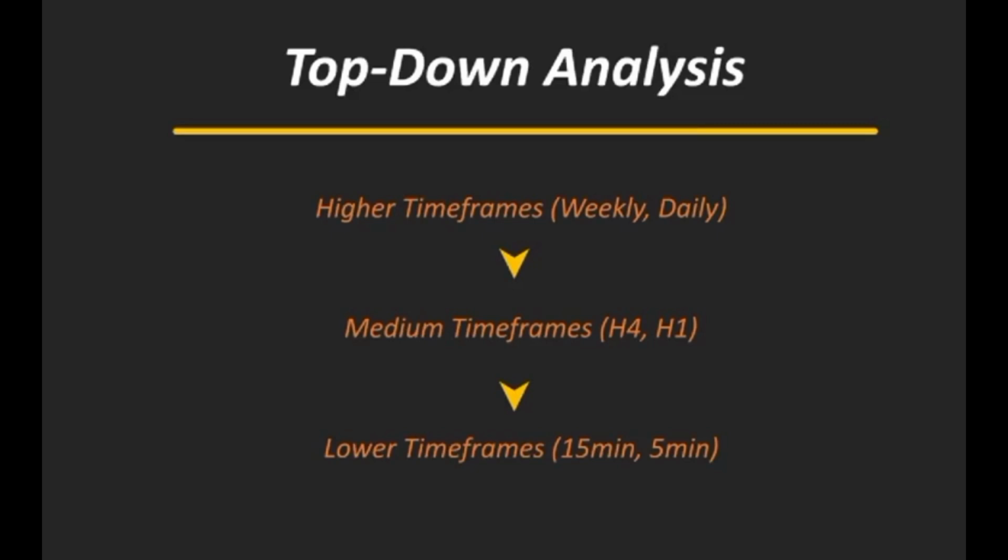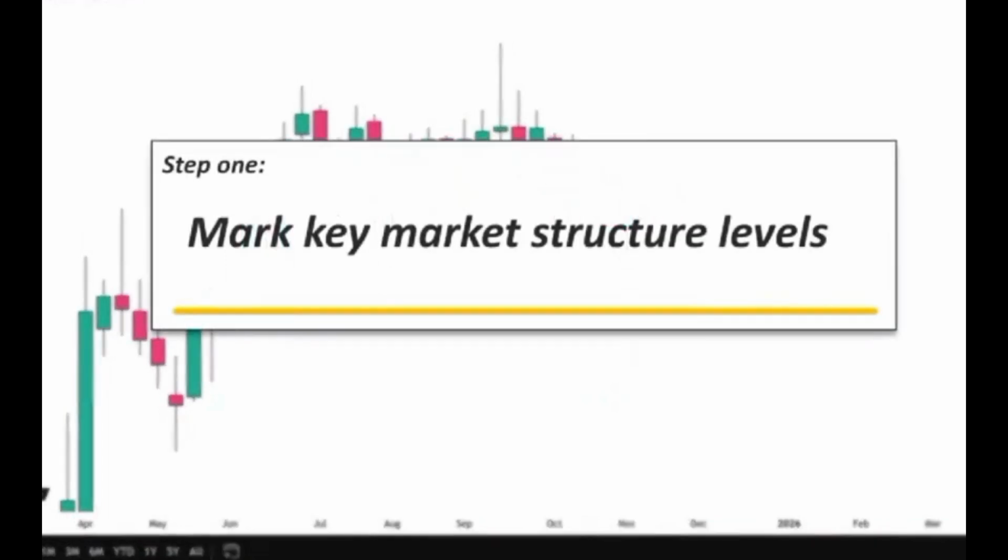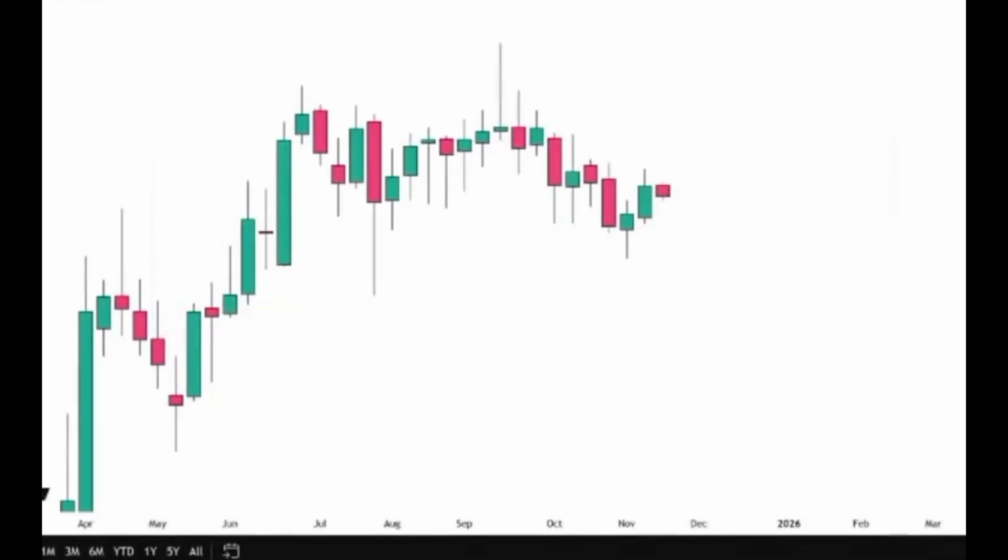Now let me show you how to apply it step by step on the price chart. Step 1. Start with the weekly time frame. On this higher time frame, the only thing we need to focus on is identifying and marking key market structure levels. That's all we use the weekly chart for. We don't apply any other concepts here because they aren't necessary. Our main trading time frame is the 1-hour chart and lower. The reason we mark these levels is that when price taps into them, we expect a strong reaction, so we need to see them clearly when working on the lower time frames.